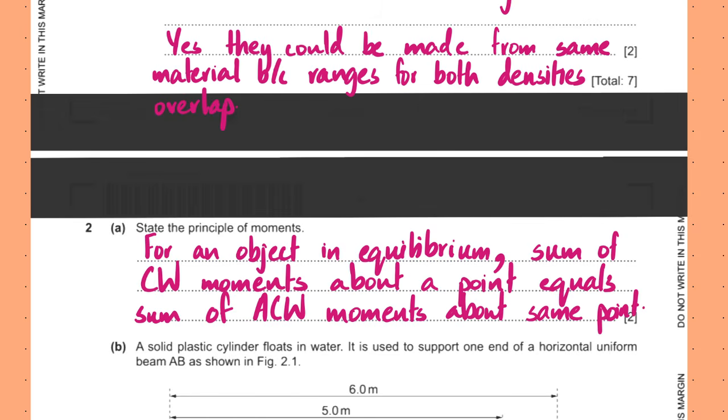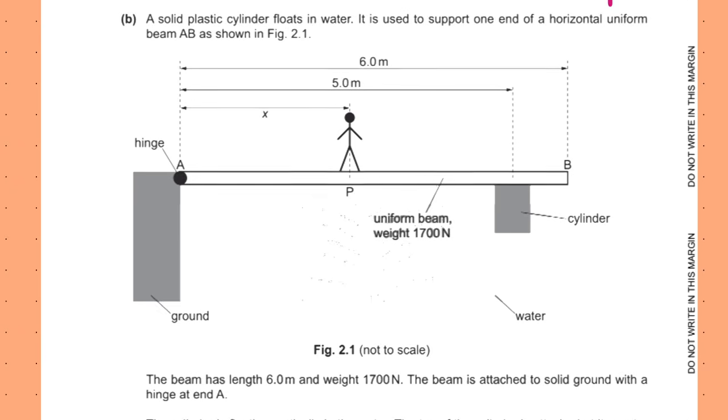All right, so you also need to say that for a body in equilibrium, for an object in equilibrium, and then you also need to specify that the clockwise and anti-clockwise moments have to be about that same point. Let's go on to the next one, part B.